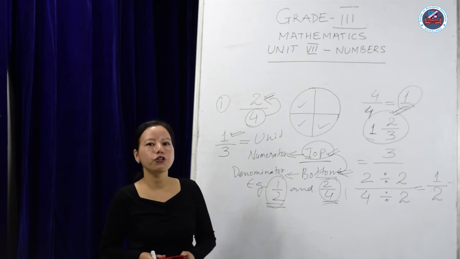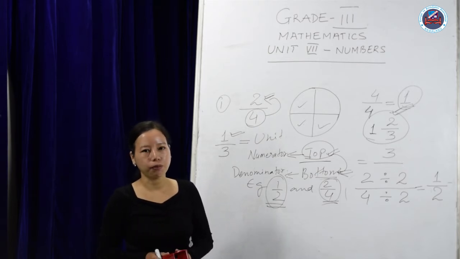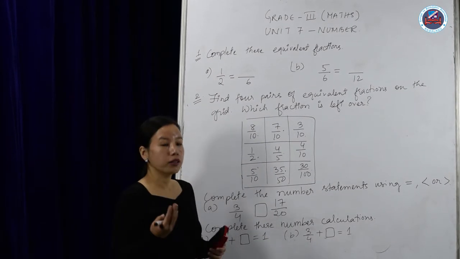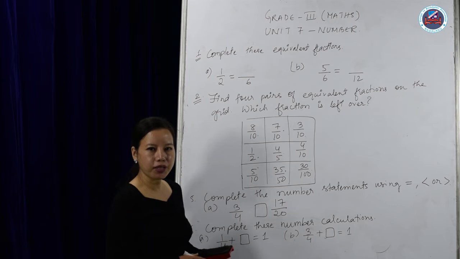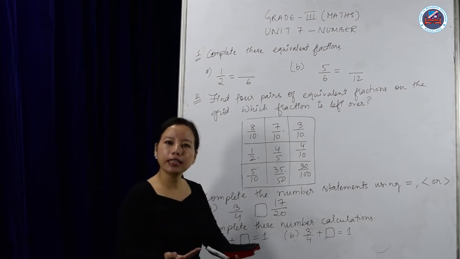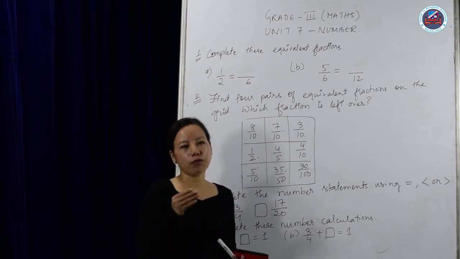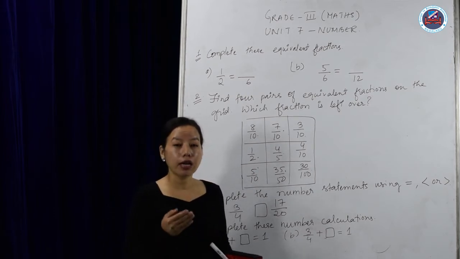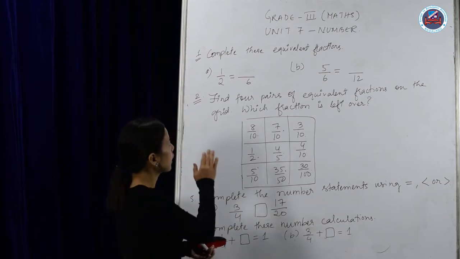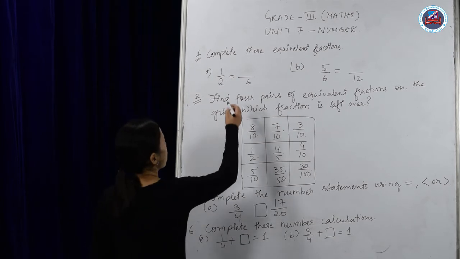So now next we will go to the exercises. We will try to solve some of the exercises from your textbook. So let's start with the exercises. The first one is taken from your exercise. It says, complete these equivalent fractions. So we have learned how to find equivalent fractions, right? The easiest way to get equivalent fractions is to multiply both top and bottom number by the same number, or divide both the top and the bottom number by the same number, right? So here we're going to find the missing numbers of the equivalent fractions, okay?